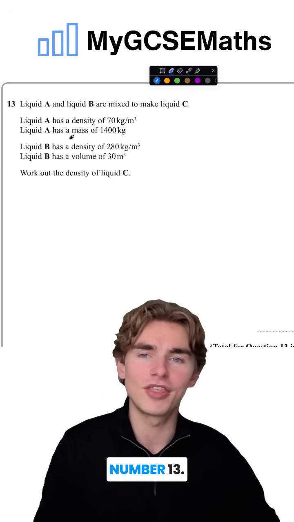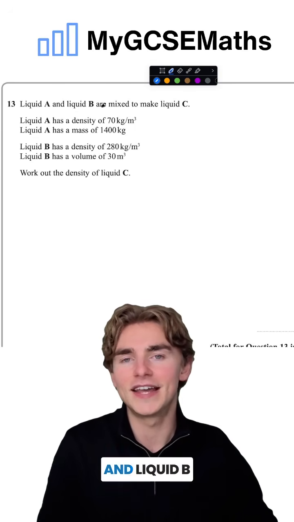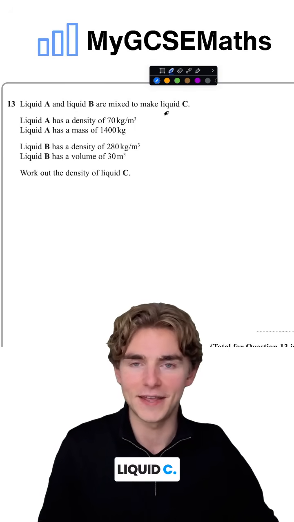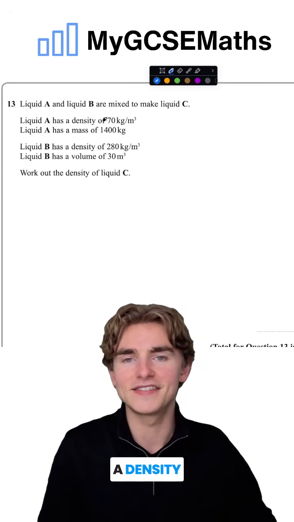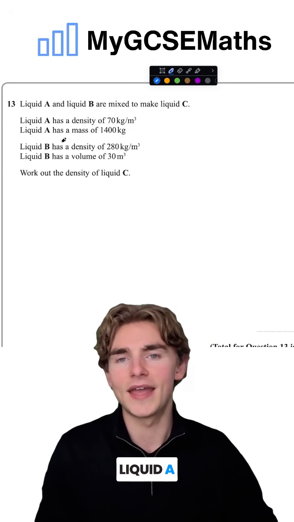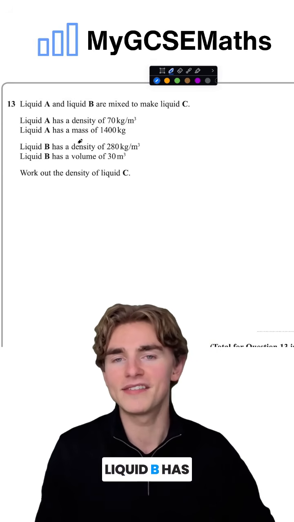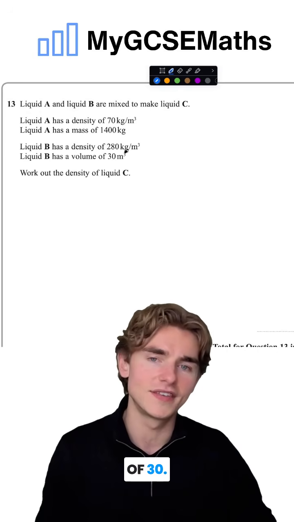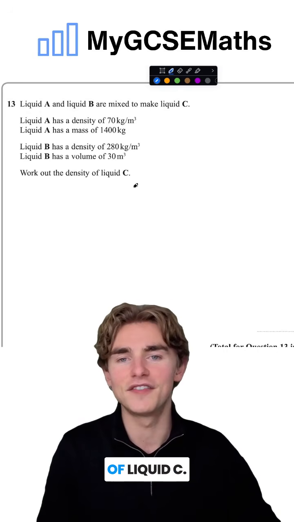Okay, so question number 13. It says liquid A and liquid B are mixed to make liquid C. Liquid A has a density of 70. Liquid A has a mass of 1,400. Liquid B has a density of 280. Liquid B has a volume of 30. Work out the density of liquid C.